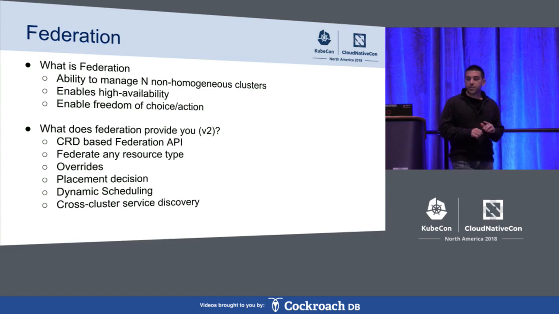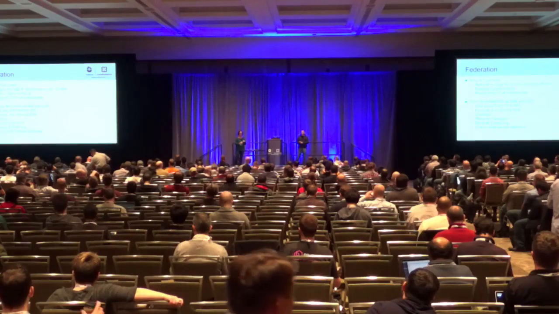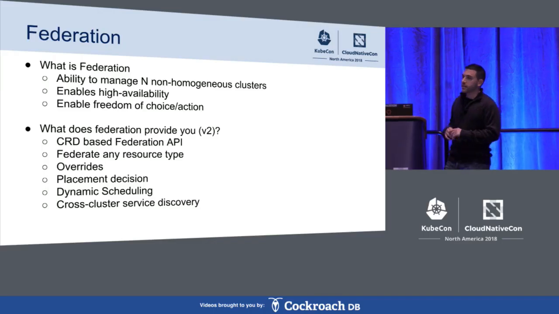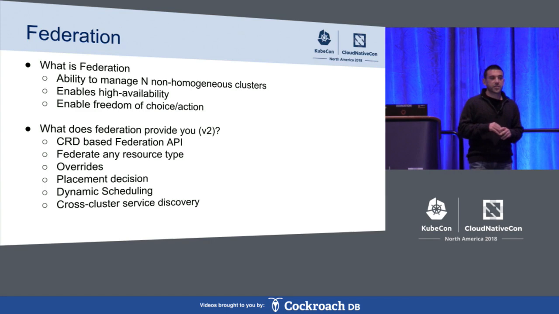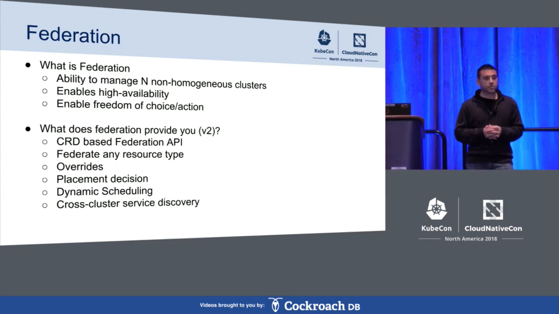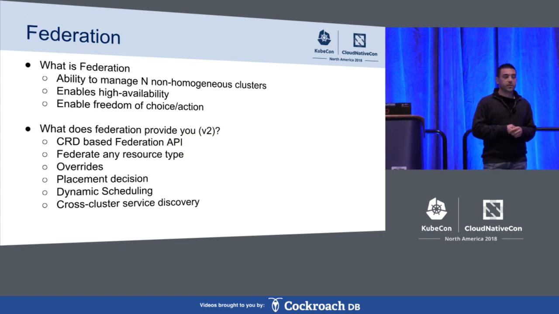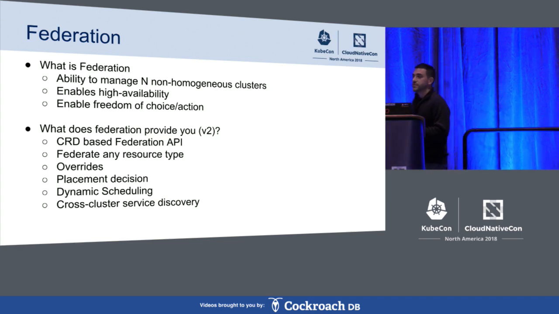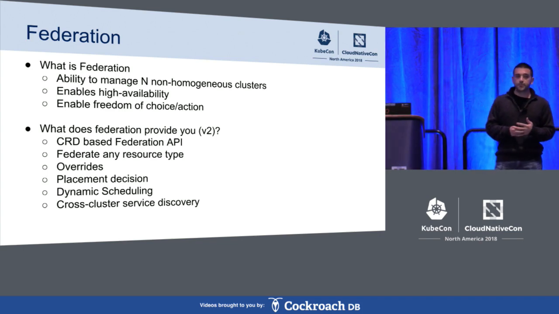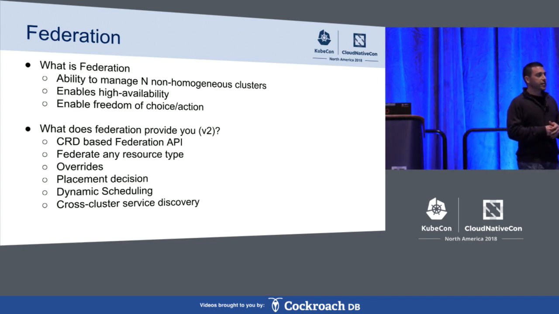So what do you get with the Federation version 2 that we have today? Well, it's a CRD-based Federation API, so you get a native Kubernetes experience. You can talk directly to the Kubernetes API server in the host cluster that's hosting the Federation control plane, and you can configure the control plane directly through that. You also have the ability to federate any resource type. And so this could be a resource type within the core Kubernetes, so like a deployment or a service, or it could be any custom resource definition that you define, as well as any API that you're aggregating via an aggregated API server.